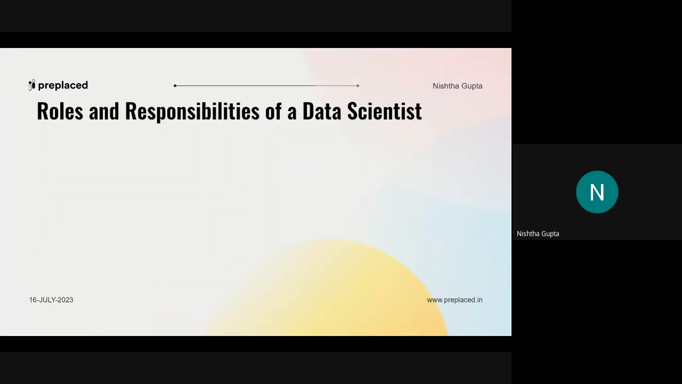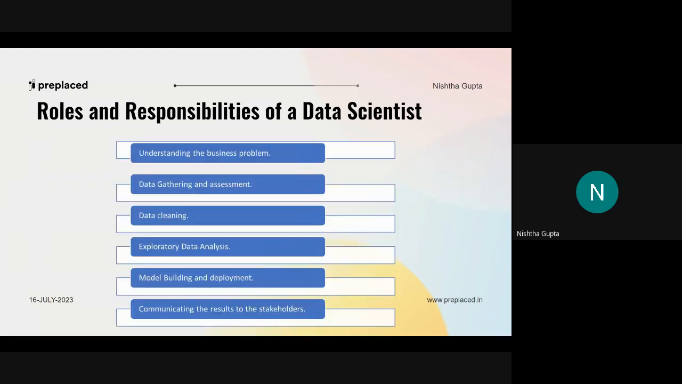So starting out with roles and responsibilities of a data scientist, I have kept this particular slide for all of you to understand, if this is something you really want to do for the next couple of years in your day-to-day life, what a data scientist role actually demands, so that you can make a decision. So we'll start with the day-to-day roles and responsibilities.